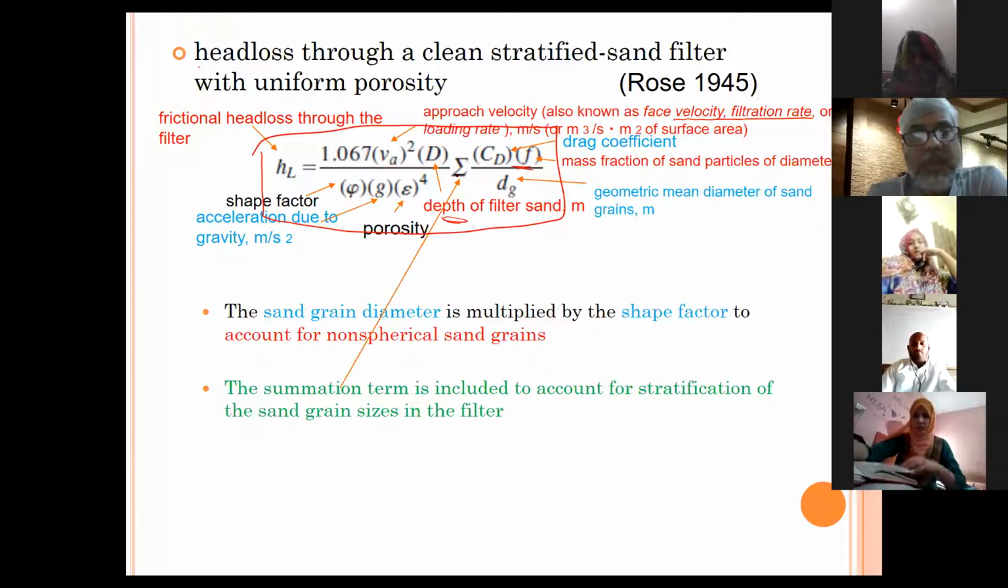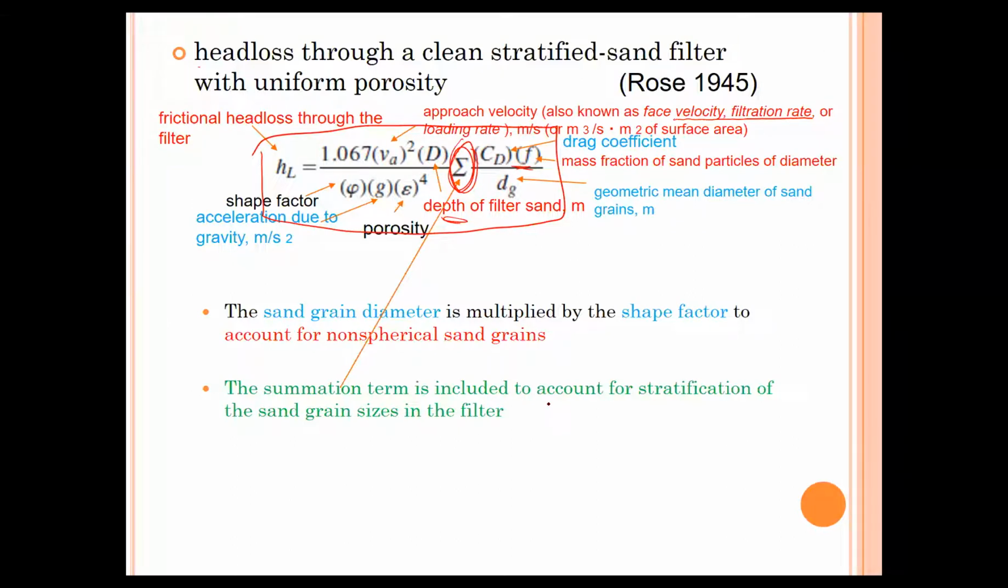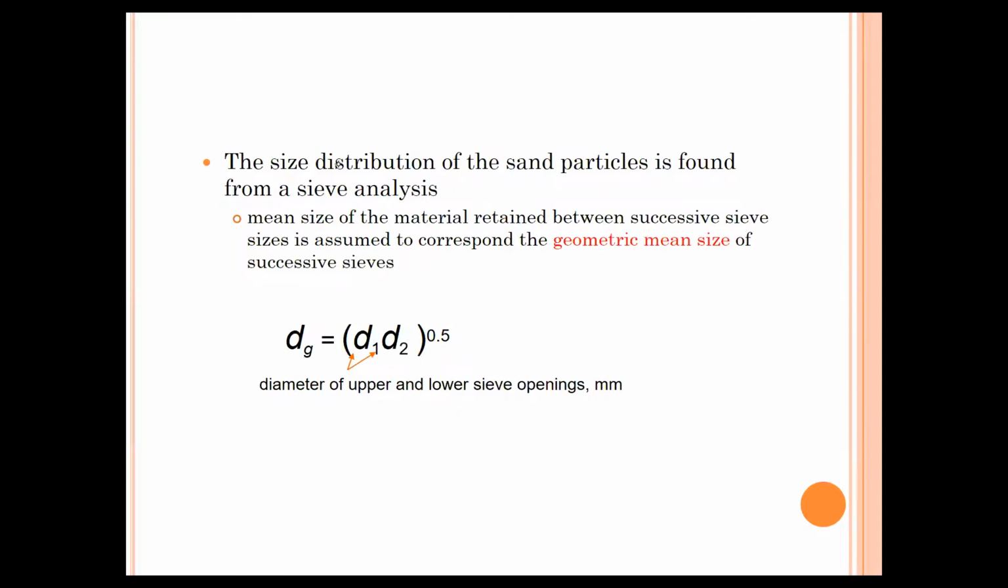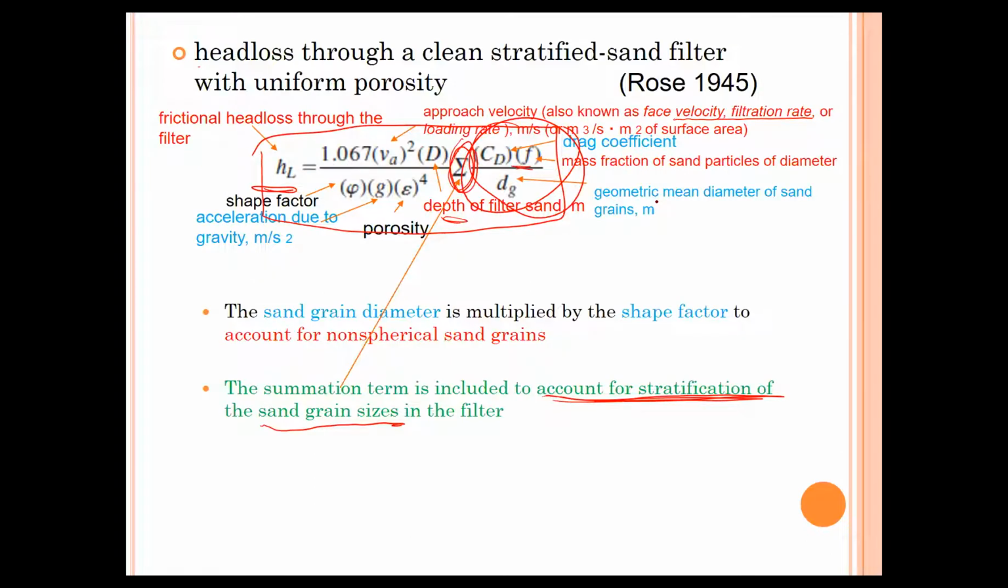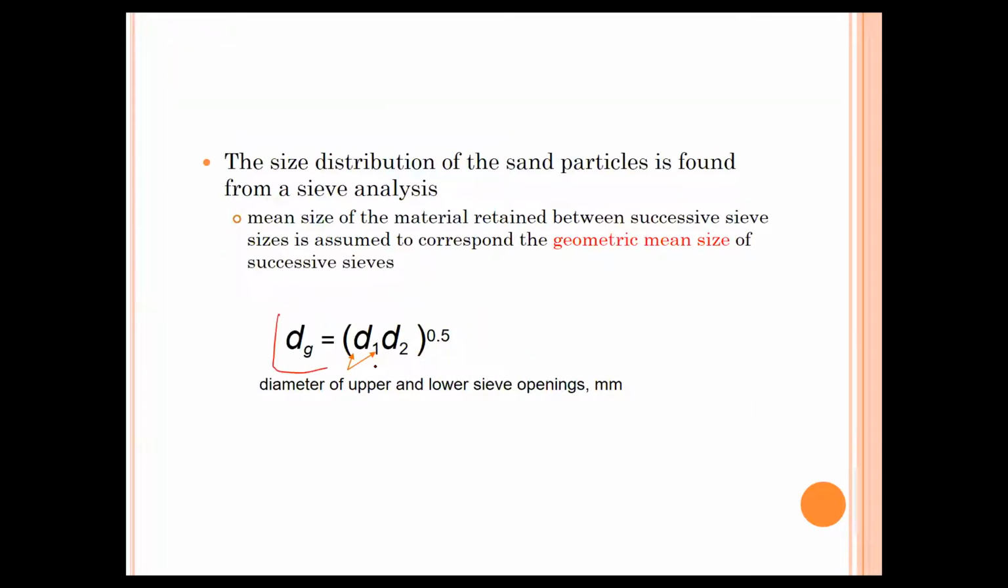Here you can see another summation sign. This summation sign accounts for stratification of sand grain size in the filter. It means that there are different sizes of grains, and we have to consider all of the sizes of grains. So we have to sum all of these terms when we calculate the head loss. This geometric mean diameter of the sand, which is dg, we can calculate using this equation.